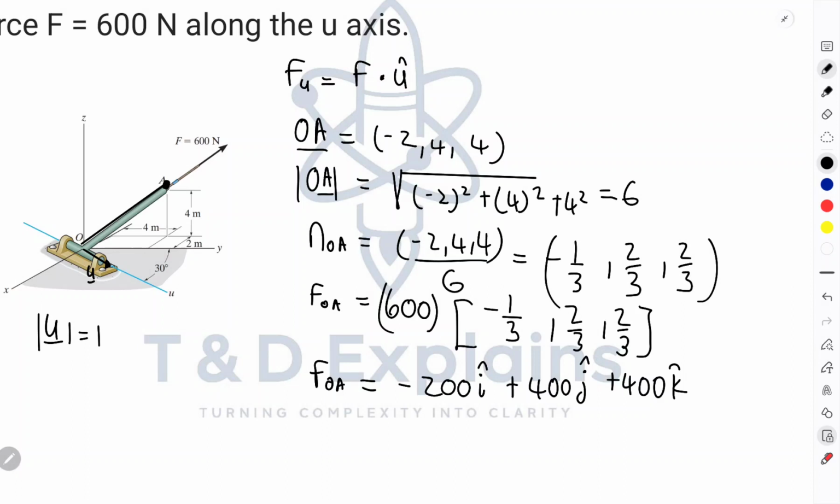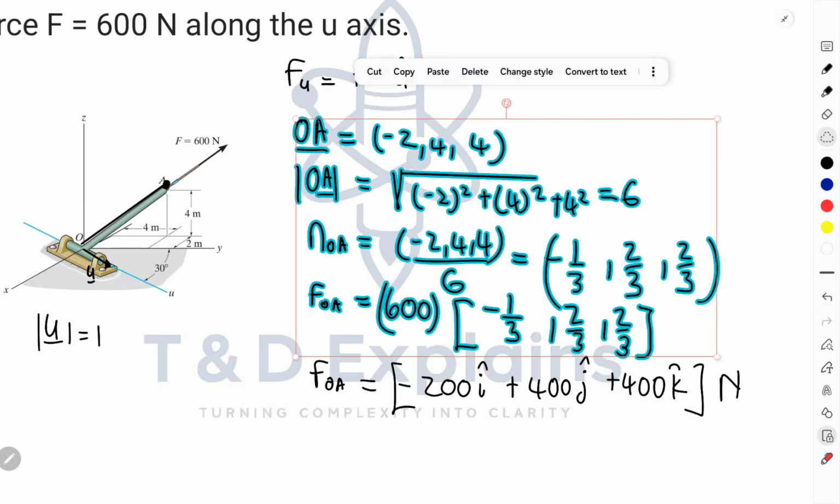Everything, remember that it's in newtons. So yeah, that's your F. Now we can try to get something.